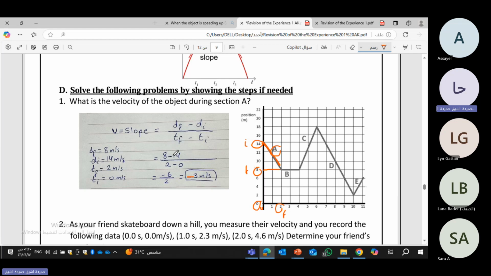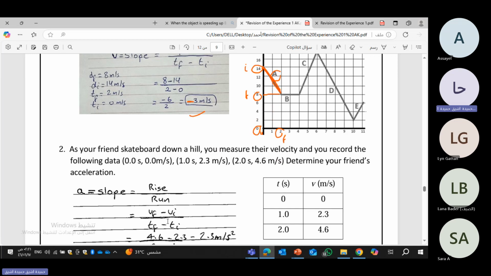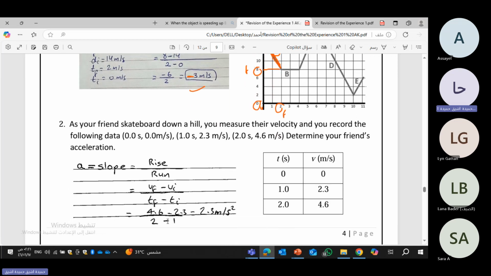Final first: 8 minus 14 over 2 minus 0. So 8 minus 14 will become negative 6. Negative 6 over 2 equals negative 3. Why negative? Because the slope is going down. The slope is negative, not positive. So you get negative, so you are correct. Of course, we already gave a test on these, so we can move quicker.